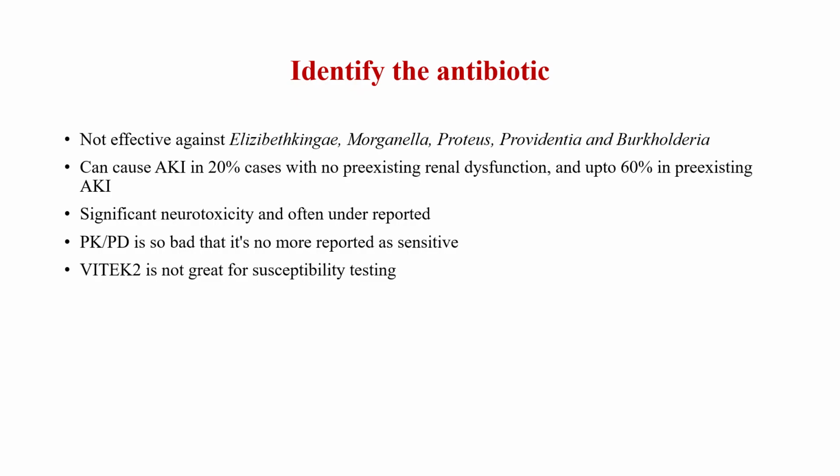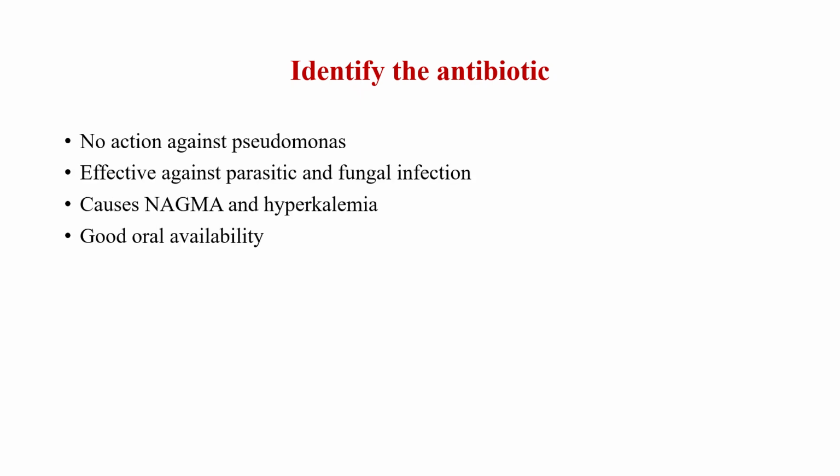The PK/PD of this particular antibiotic is so bad that we don't report it as susceptible. We rather call it intermediate if the MICs are within clinical breakpoints. The routine automated blood culture system like Vitek 2 is not great for susceptibility testing. Obviously, we are talking about polymyxin. So remember, we are trying to say that polymyxin as an antibiotic is so poor. Just because we don't have any other option, we are still using polymyxin in our clinical practice.